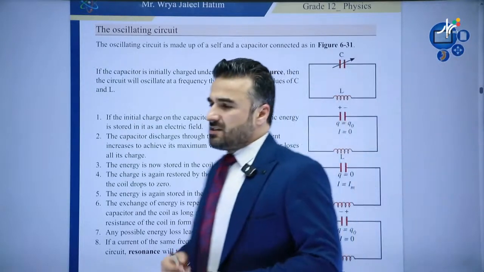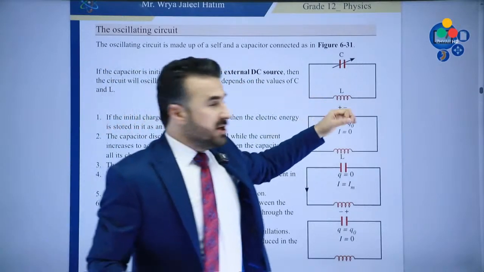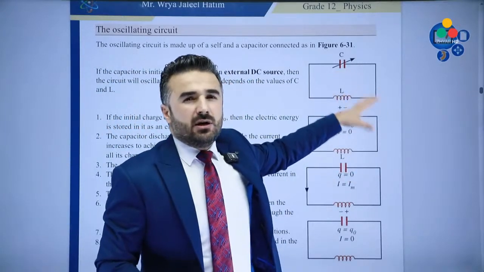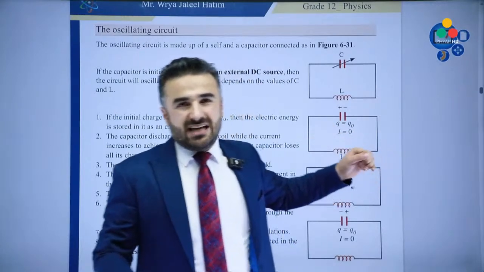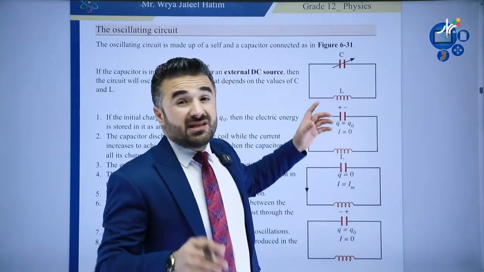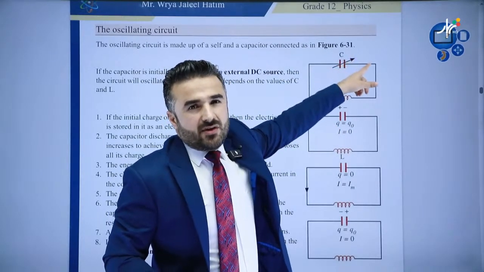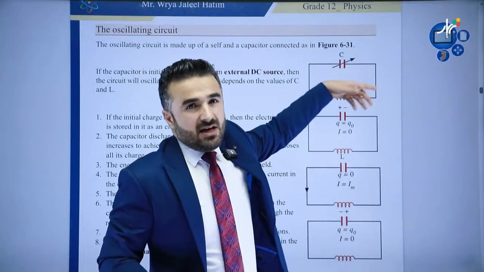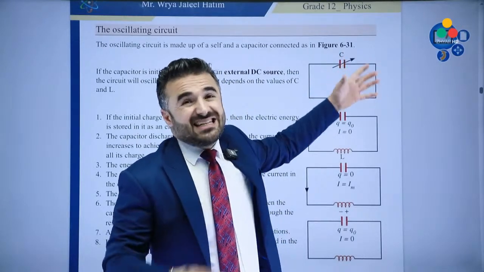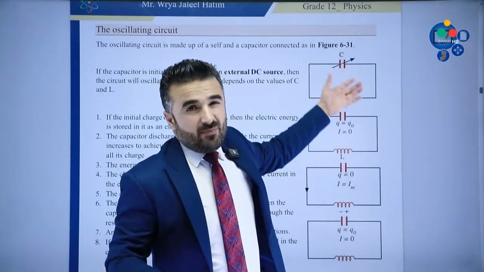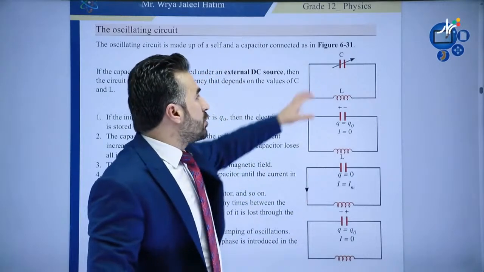But remember, the capacitor is initially charged by an external DC source. Once again, remember, this capacitor cannot be charged with an alternating current. Why? Because the polarity changes every half a cycle. With alternating current, one side will be positive for half a cycle, and for the other half cycle the other side is positive, so we end up with zero net charge on the two plates. But with DC, one side is positive and the other side is negative, and this is how we can charge the capacitor.